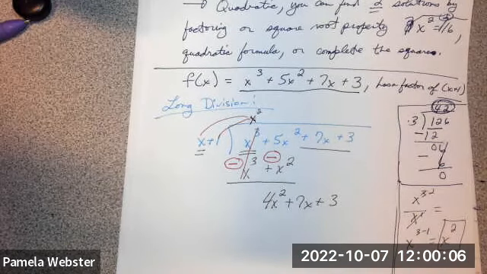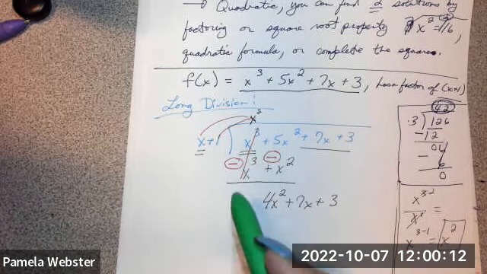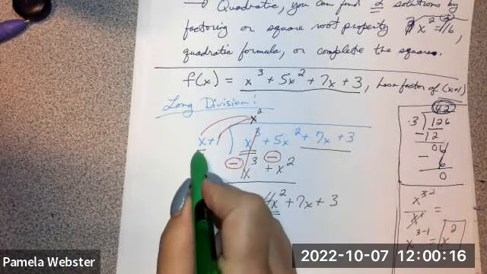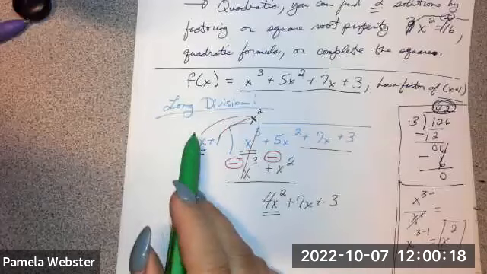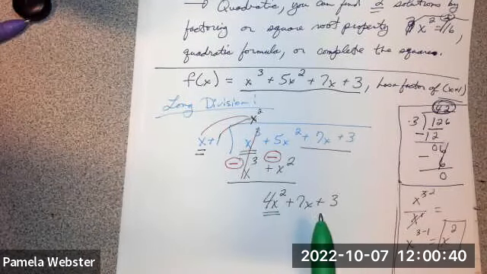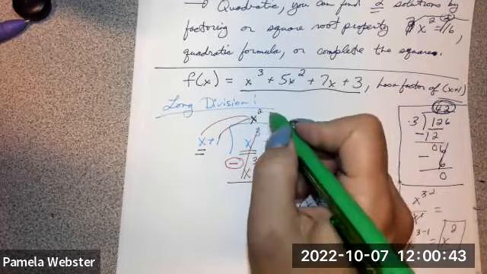All right, so now what about it? We don't have this x cubed guy anymore. So now we go to the first term here, 4x squared divided by x. Well, x goes into x squared, 1x times.